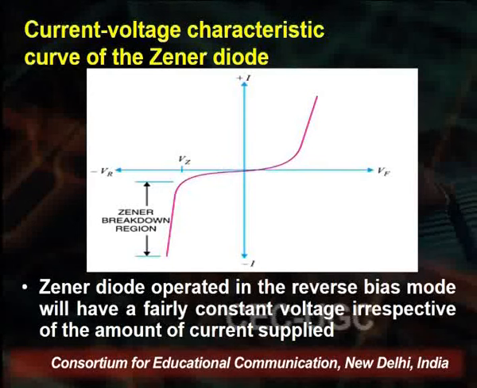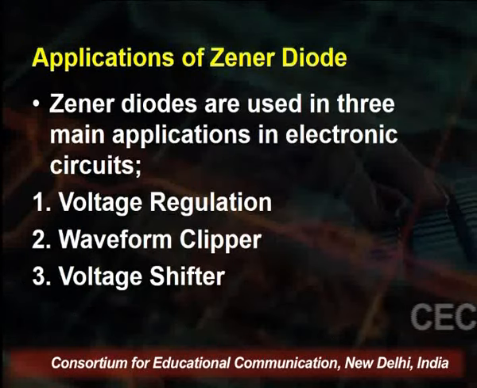Now this is the diagram. This is the characteristics of the Zener diode, or you can say the current-voltage characteristics of the Zener diode. Zener diodes operate in the reverse biased mode and will have a fairly constant voltage irrespective of the amount of current applied. Now you see on the left hand side, in the reverse voltage region, it is working in the reverse biased Zener breakdown region, and it stays there for a longer time.